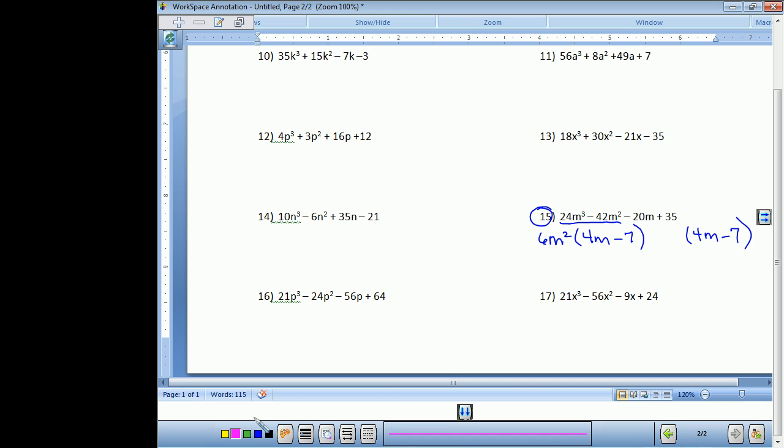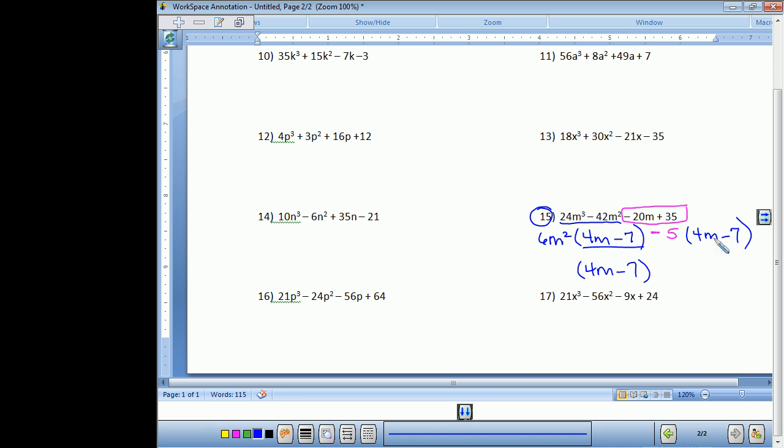So this is where it got tricky yesterday, right? Every time we had to look at the second part and go, what do I divide out of negative 20 so that it becomes positive 4? 5. Okay, it needs to be 5. And because we want the signs to change, it needs to be negative 5. So, completely factored, this is 4M minus 7.